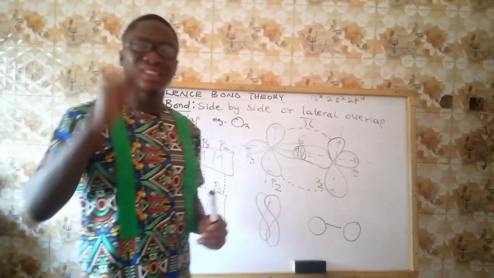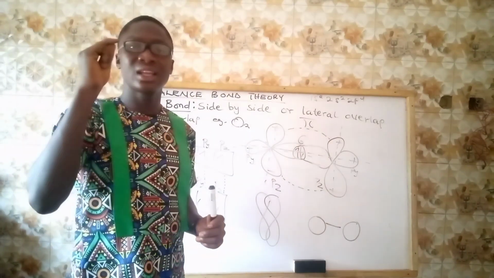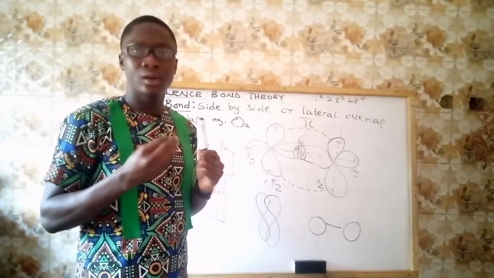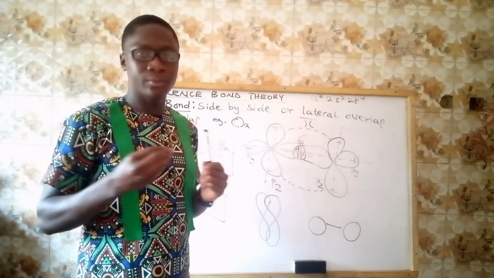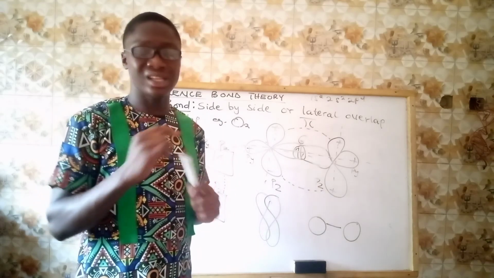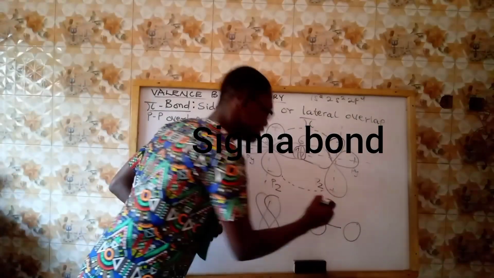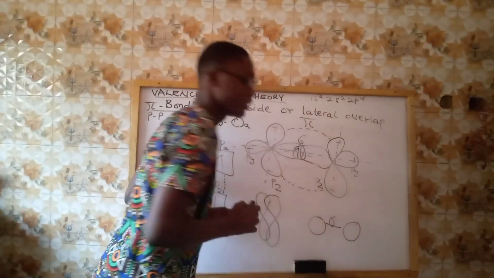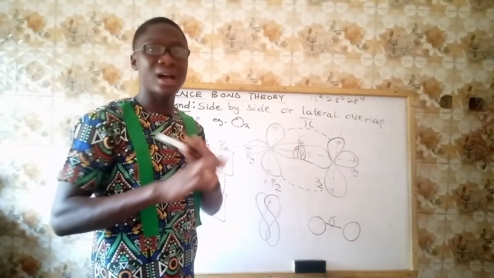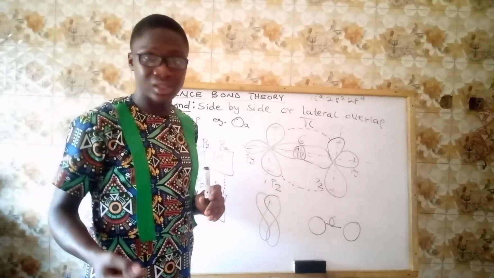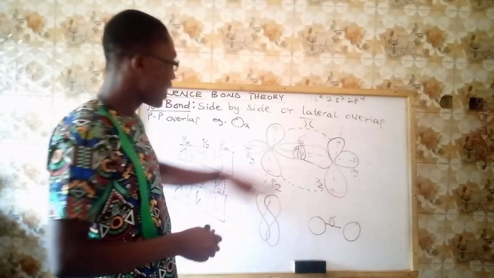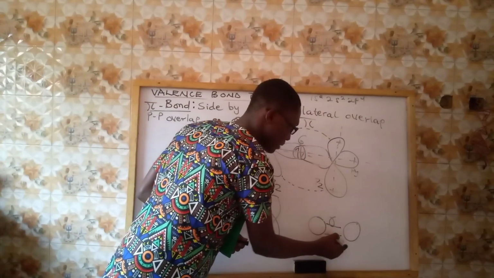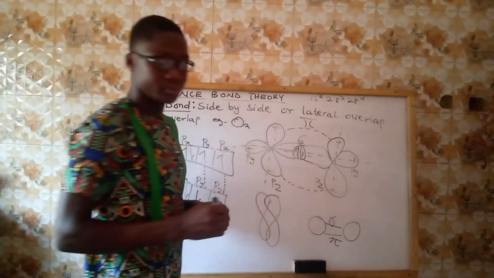And note that in a molecule or in any bonding formula, the first bond is always a sigma bond, but the rest of the bonds are pi bonds. So since we have two bonds, we have one sigma bond and the rest will become a pi bond.